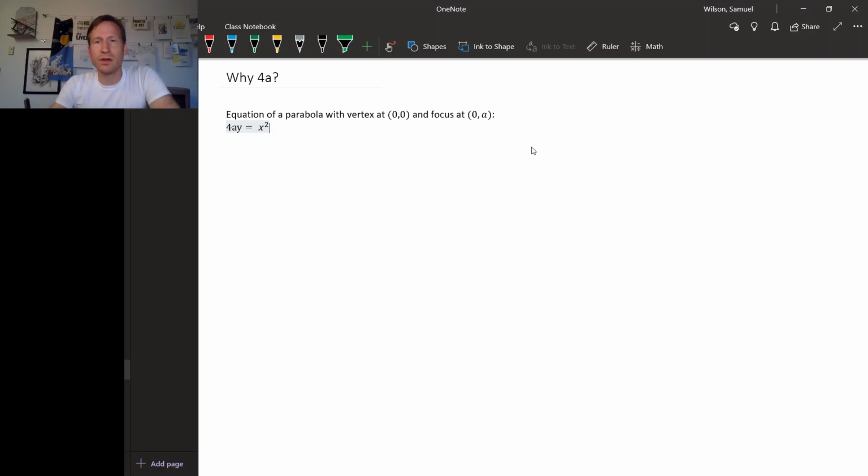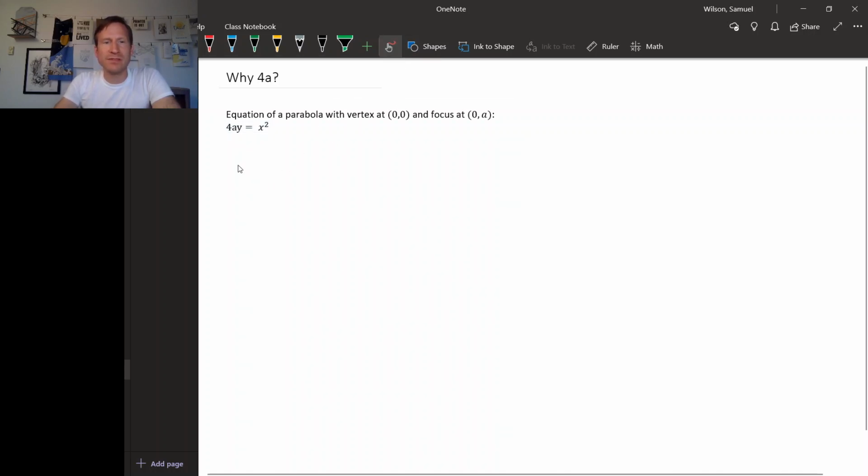So we've seen that the equation of a parabola whose vertex is at (0, 0) and whose focus is at (0, a) has this equation, 4ay = x squared. So it seems to be expected that a shows up in this equation somewhere, because after all, it's this little constant a that determines where the focus of the parabola is. But it's a little surprising that what shows up isn't just a, it's actually 4 times a.